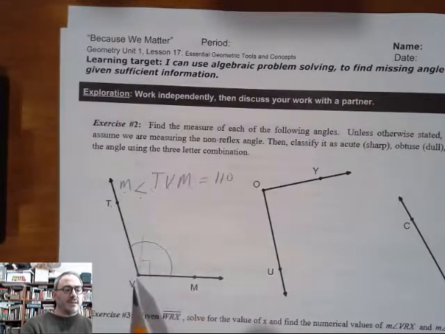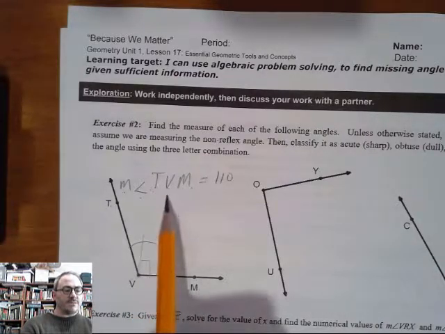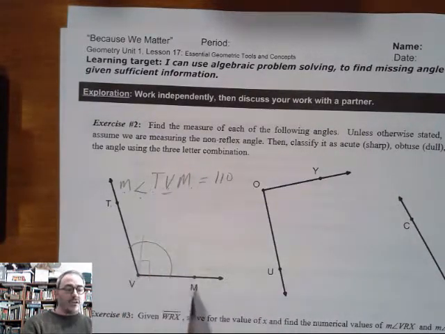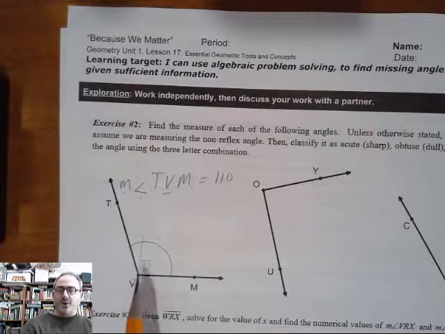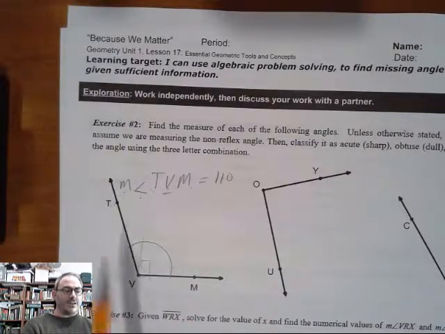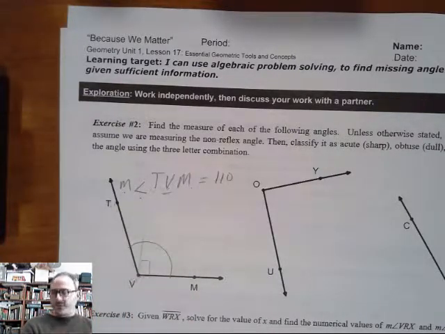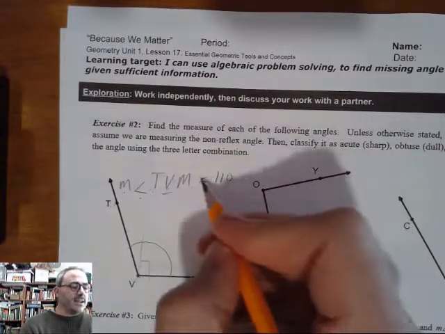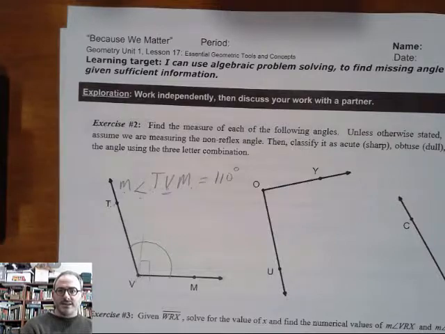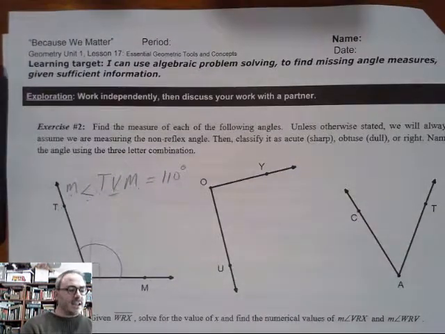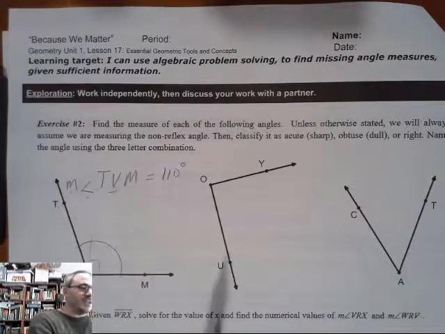And remember, the vertex, the point where the two lines meet, always has to be your middle letter. I could have called this MVT. That would have been fine. Or I can call it TVM, but the V always has to be in the middle. I could not call it PMV. Doesn't work. All right? I'm going to say it's equal to 110 degrees. I have measured this angle PVM, equal 110 degrees.